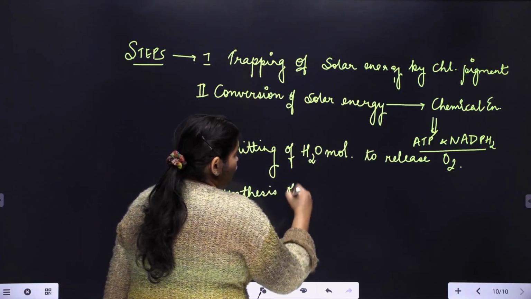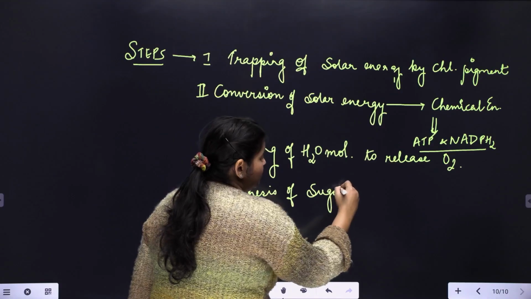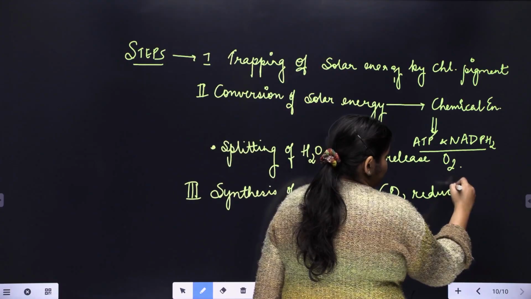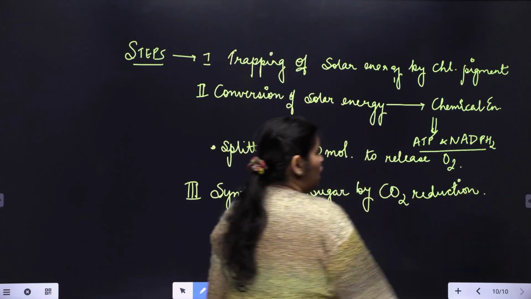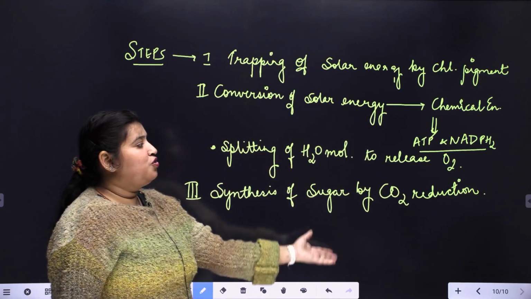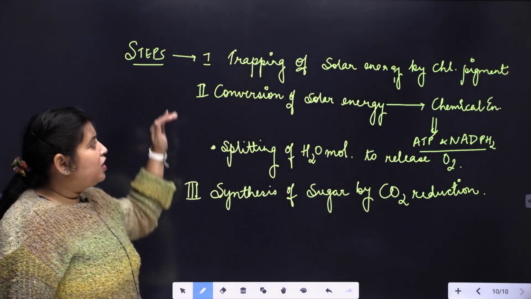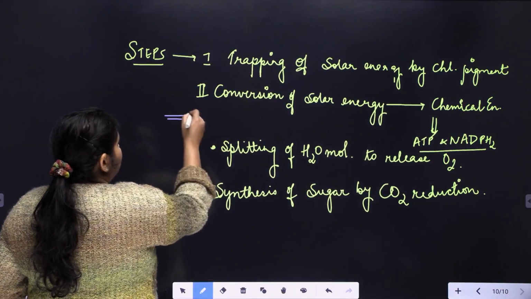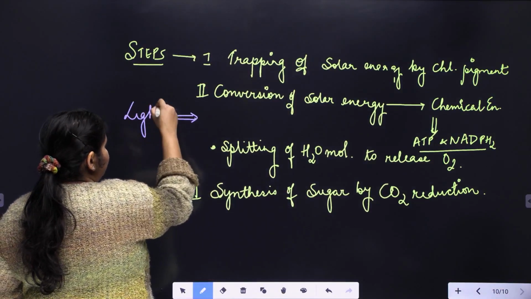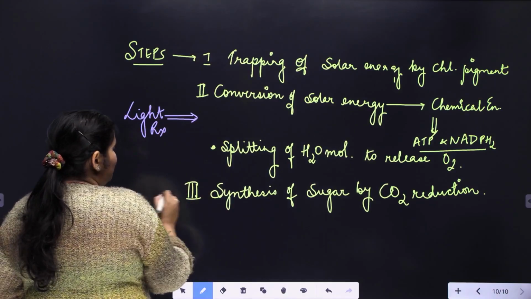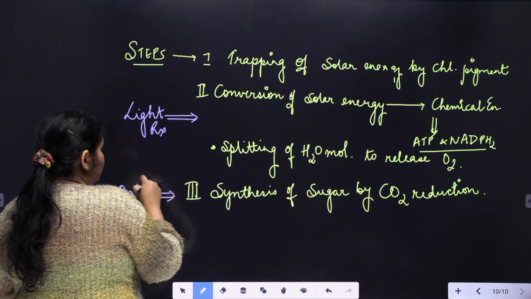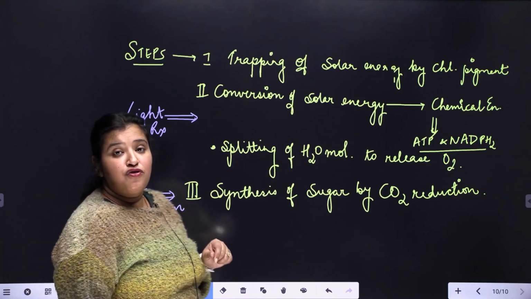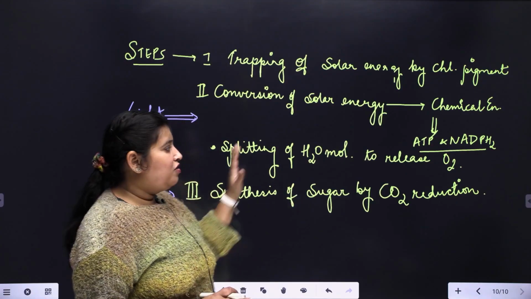Coming to the third step, synthesis of sugar by CO2 reduction. Reduction of carbon dioxide molecule to synthesize sugar. These are the 3 steps. Now you can clearly see this step is a part of the light reaction and this is a part of dark reaction. So synthesis of sugar has taken place. So these are the 3 main steps.